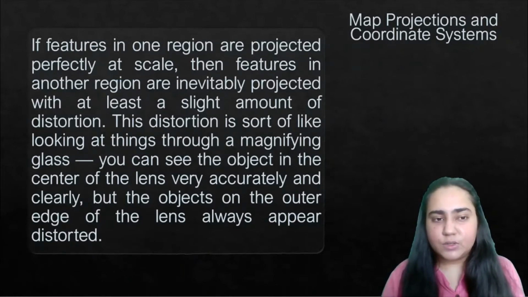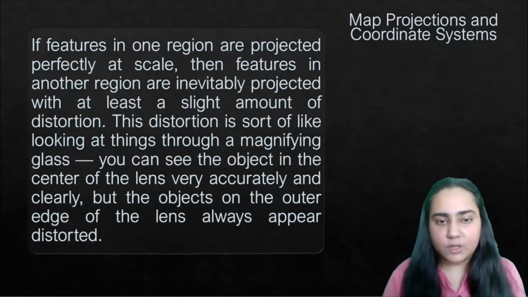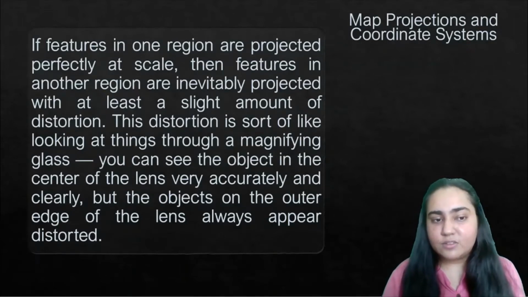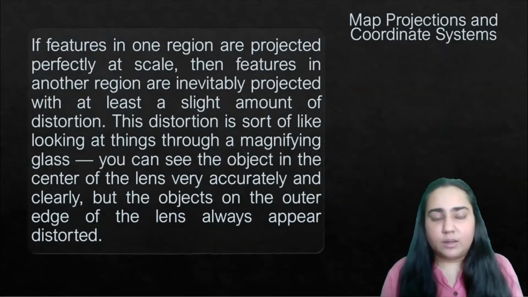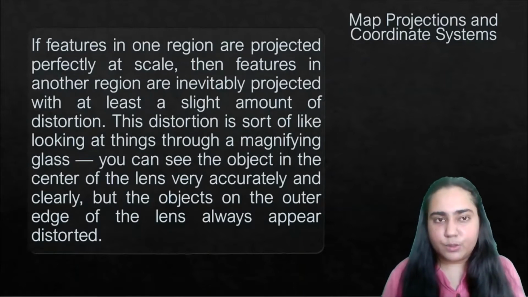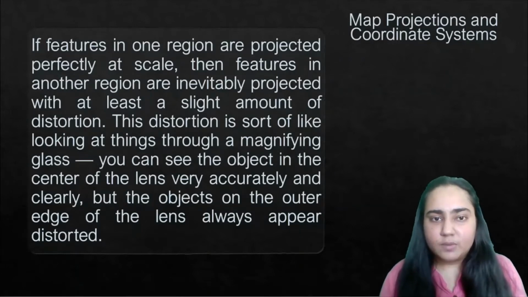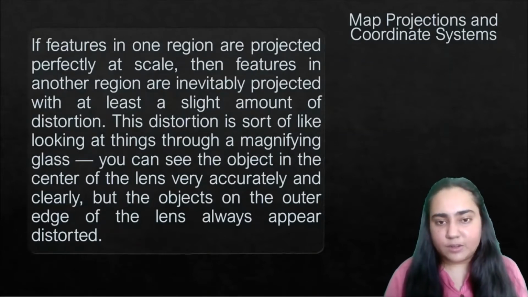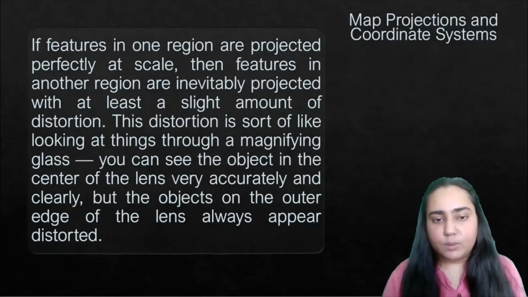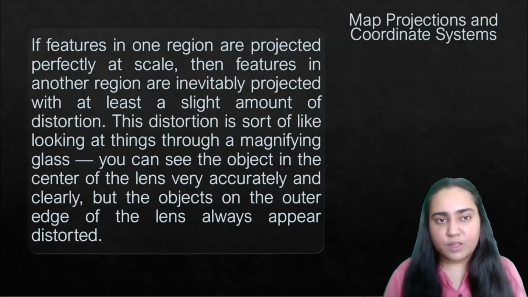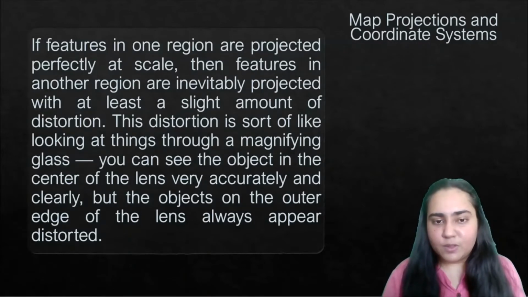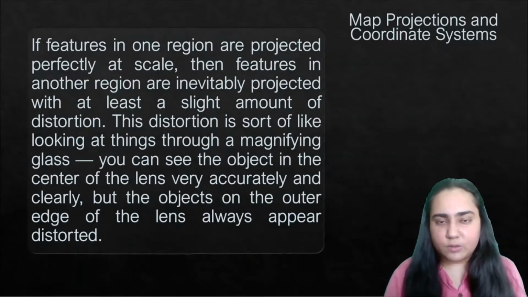And this distortion is sort of like looking at things through a magnifying glass. You can see the object in the center of the lens very accurately and clearly, but the objects on the outer edge of the lens always appear distorted, right? If you're trying to look at a bunch of coins using a magnifying glass and you put all the coins very close to each other, then the coin that's in the center of your magnifying glass is going to be magnified really well, but the coins that fall on the edge of your magnifying glass will be distorted. You might see them in a different shape, not a circular shape.